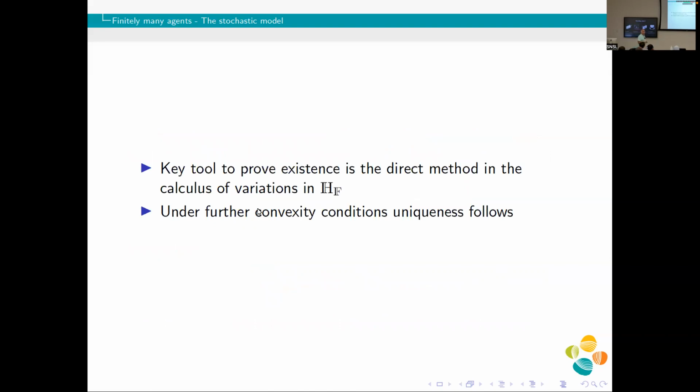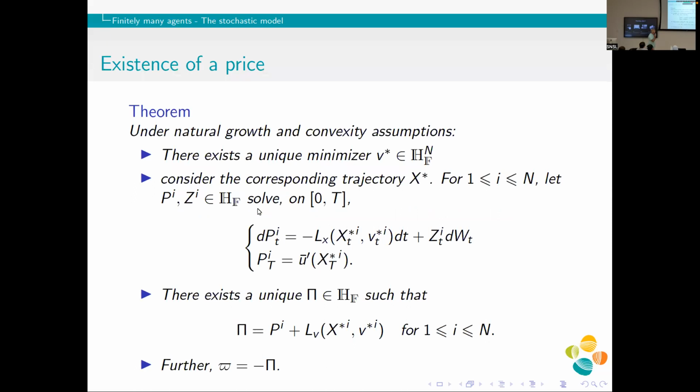And then you have, from fairly standard tools in calculus of variations, that you do have minimizers, and if you actually have a bit of convexity, you have uniqueness as you would expect. And then you write down what are the necessary optimality conditions. The necessary optimality conditions is pretty much the Pontryagin maximum principle. You have a backward stochastic differential equation for this adjoint variable. And the interesting thing is that there is a unique process.